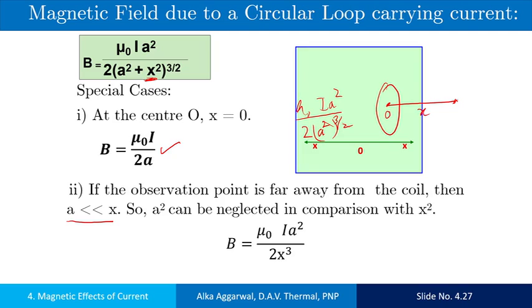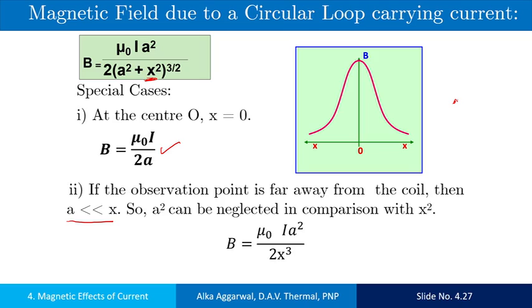Now this is a graph between the magnetic field and x. It is the center, and as we are going away from the center, the magnitude of the magnetic field decreases.